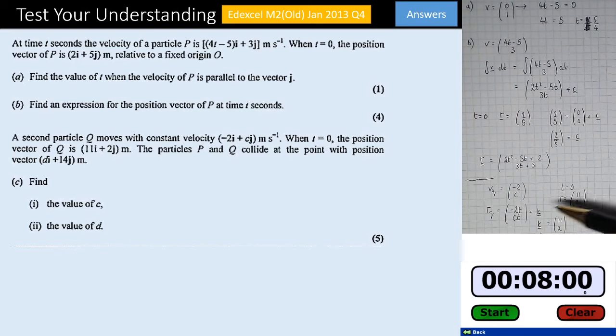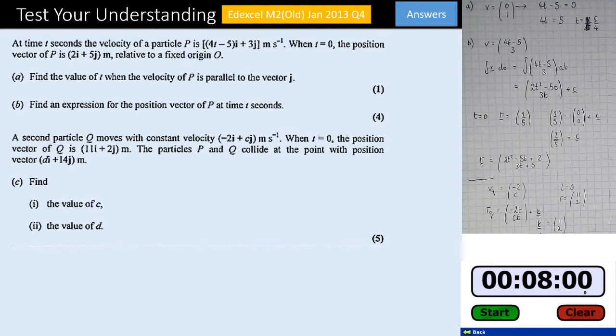And I didn't give it the letter D because D had been used later on as well, so I just gave it K. And when T is equal to 0, both of those things are equal to 0, so we just have that K is 11.2. So this would be my position vector at this point.